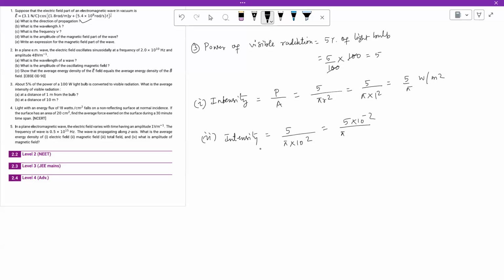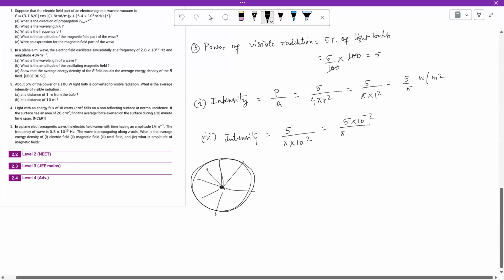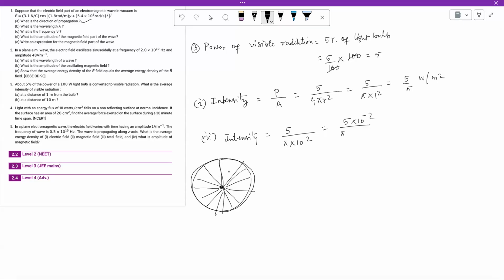Oh, one mistake I have made. This is not pi r square. From this point, we have this sphere, not this circle, right? This bulb is generating the power in the whole of the area. It is going like this, right? This is how the bulb is radiating on all sides. So this is a sphere.